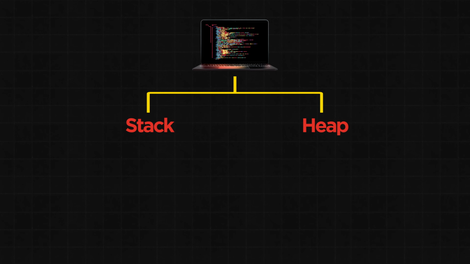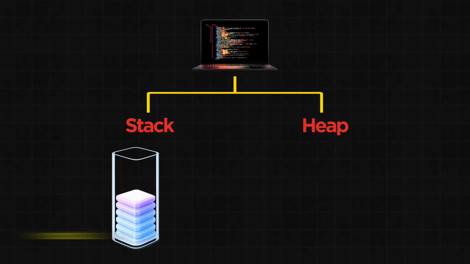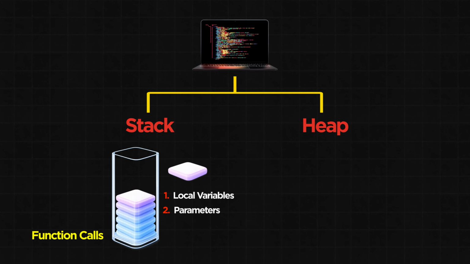When a program runs, it has two main places where it remembers things: the stack and the heap. Let's understand both properly. The stack is where function calls live. Every time you call a function, a new frame gets pushed onto the stack. That frame stores the function's local variables, the function's parameters, and where to return once the function finishes. Think of the stack like a pile of plates. When a function starts, a new plate goes on top. When the function finishes, that plate gets removed. It follows a simple rule: last in, first out.